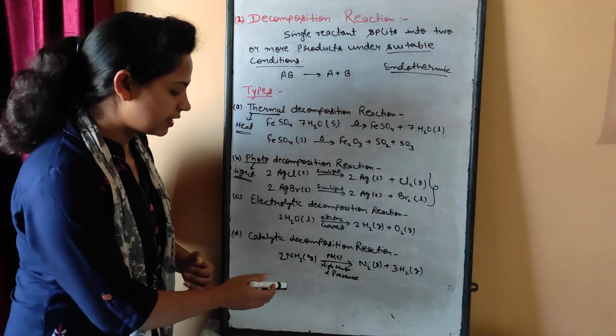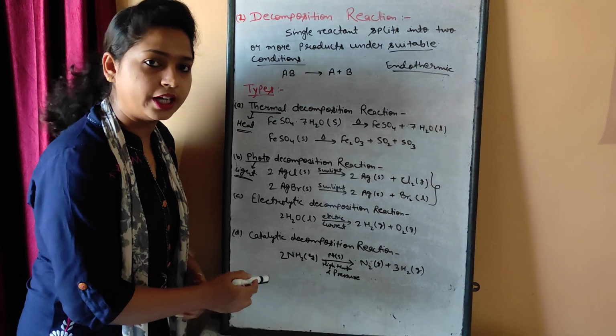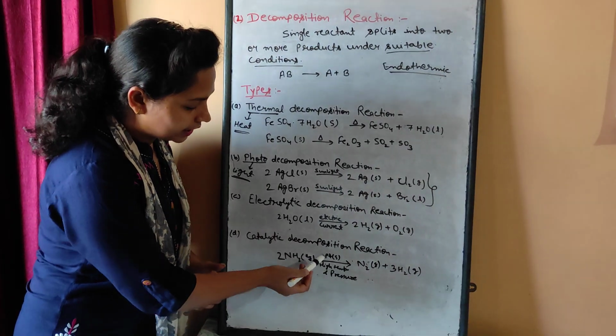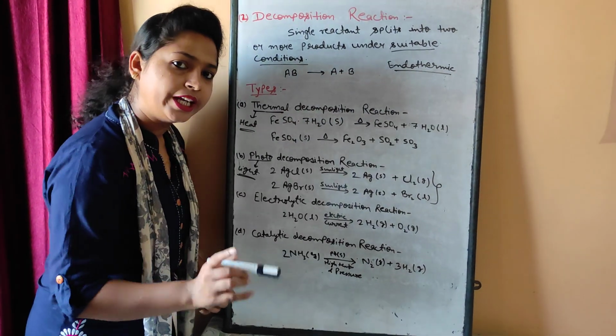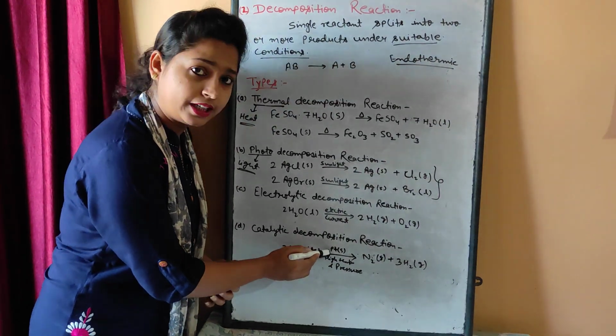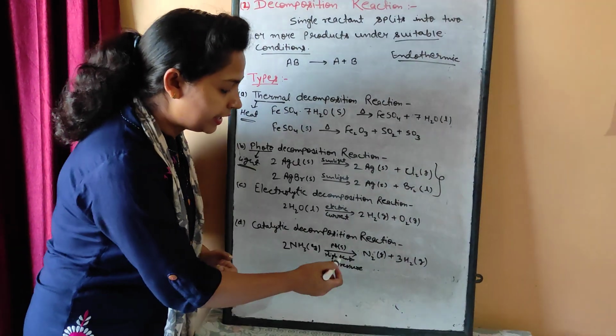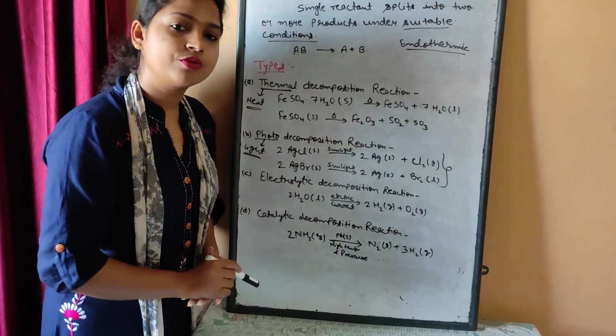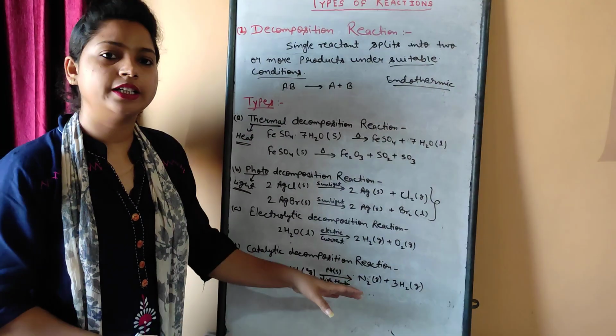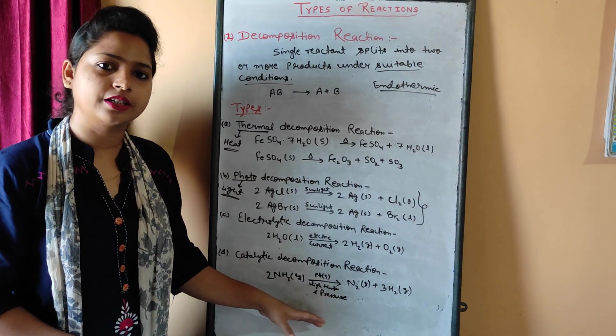Here I have taken the example of decomposition of ammonia. Ammonia gas under high temperature and pressure, in the presence of a catalyst, platinum in its solid state, breaks into nitrogen and hydrogen gas. So this is a catalytic decomposition reaction.